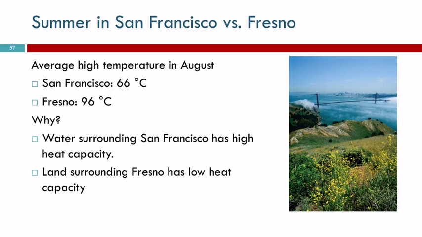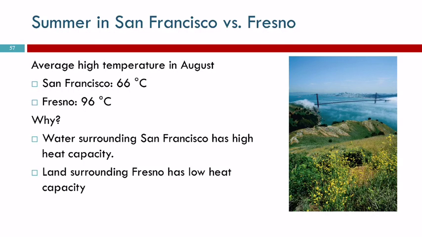Let's think about summer in San Francisco versus summer in Fresno, California. The average high temperature in August in San Francisco is 66 degrees. What? That's crazy. In Fresno, the average is 96, 30 degrees higher. Now, it's not like San Francisco is by the North Pole or something. You know, we're roughly the same distance from the equator. That affects temperature. Why is Fresno so much hotter?